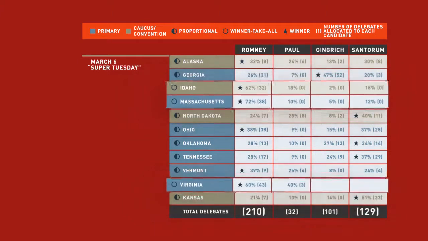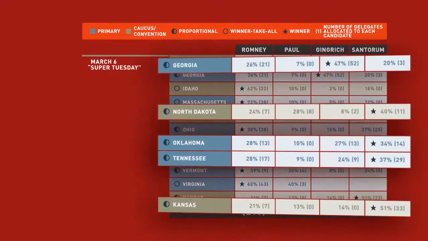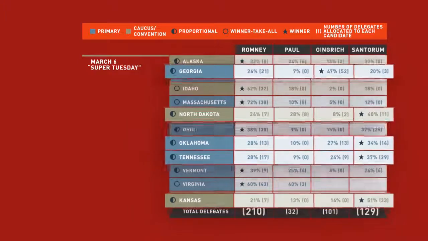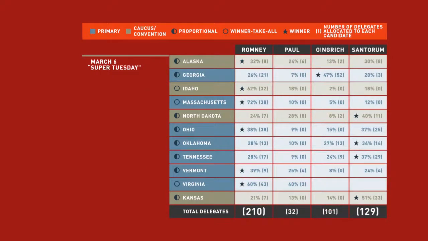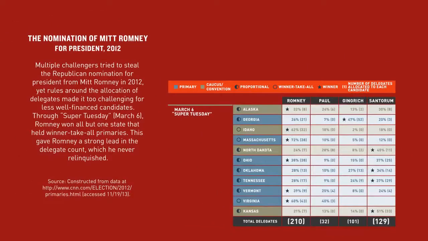those delegates. In addition, Romney was able to accumulate a significant number of delegates, even in the states where he lost, because he only lost in states that awarded delegates proportionally. For example, despite coming in 3rd place in the North Dakota caucus, Romney won 7 delegates to Ron Paul's 8 and Rick Santorum's 11. Clearly, the rules of the game mattered.